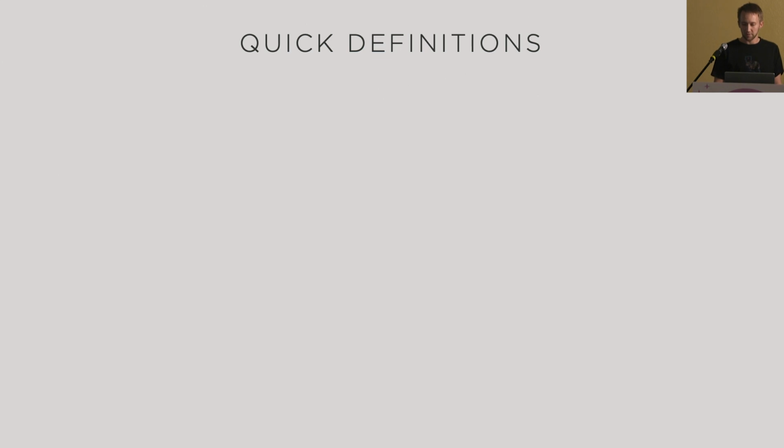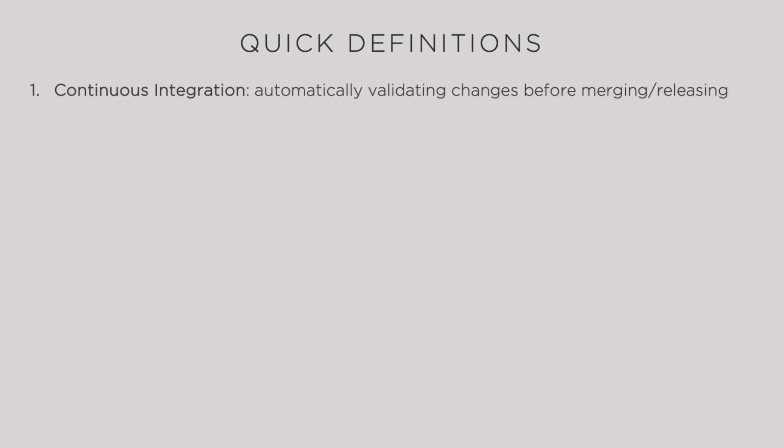So let's start with some quick definitions to make sure that we're all on the same page here. So first, what is continuous integration, or CI? To me, CI is simply the process of automatically validating the changes to your software before merging them and especially before releasing them. Typically this amounts to running some sort of build pipeline with compilation, linting, and testing steps on every pull request, for example.